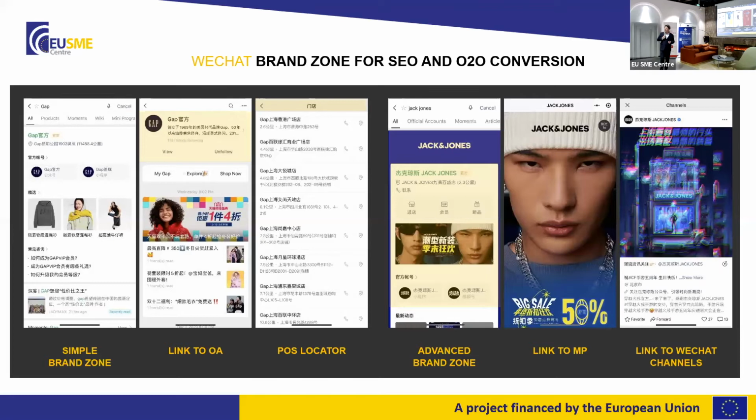Here's another opportunity, it could be e-commerce. Like I said, it goes straight through to your Tmall, links to point of sale on Weibo, and here a Weibo to WeChat mini program conversion. So there's lots of opportunities here with Weibo.